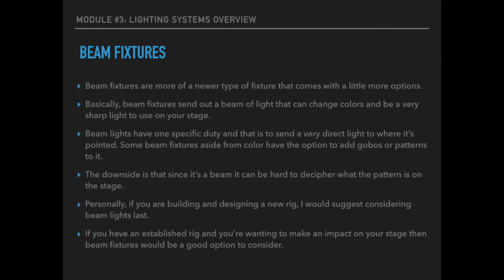The next fixture that we're going to speak of is called beam fixtures. These fixtures are a newer type. They come with more options. These fixtures send out a light that can change colors, and they're very sharp looking on your stage. The beam lights have one specific duty, and that is to send a direct light where it's pointed.